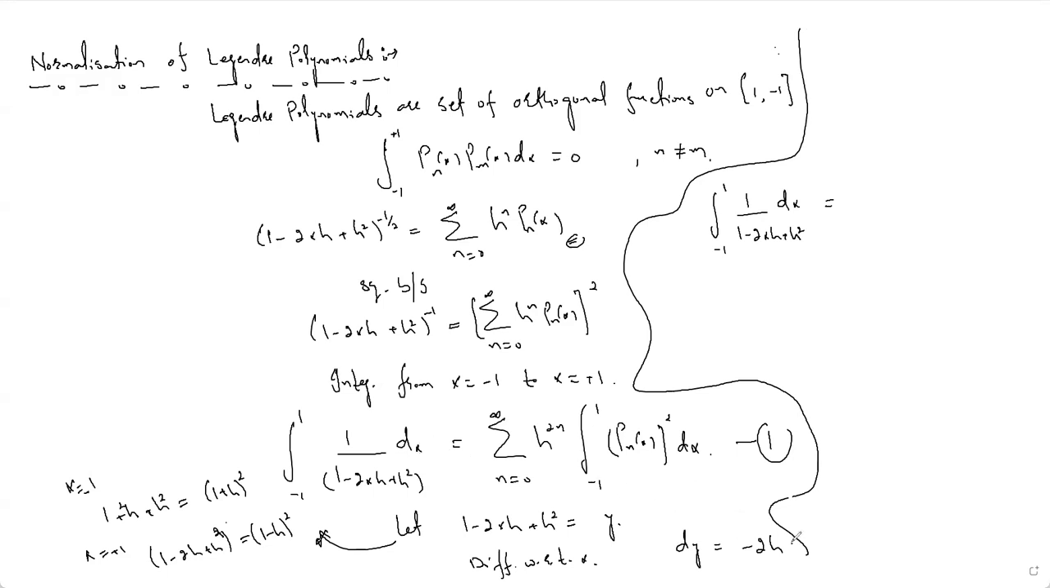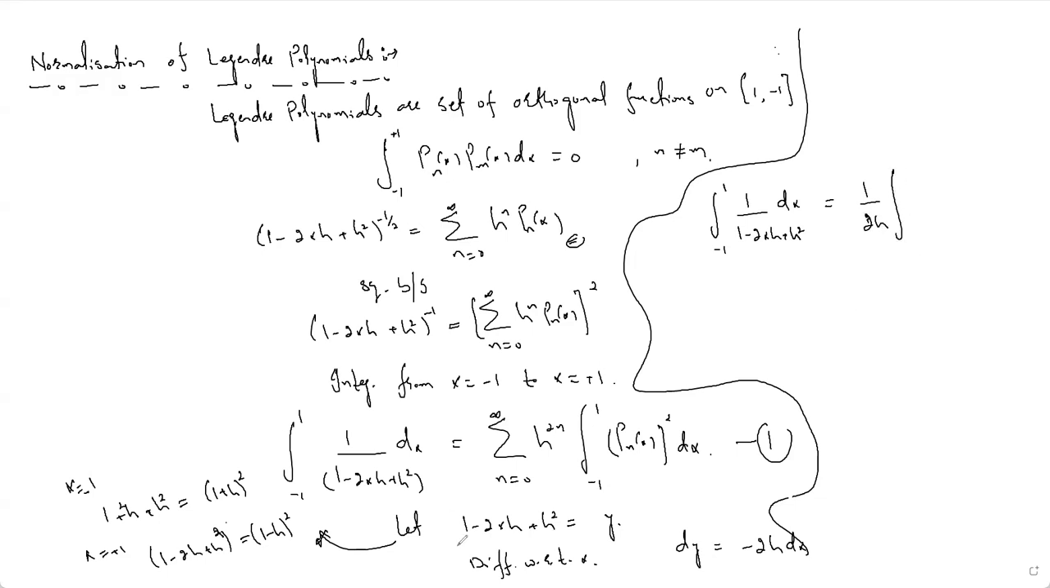This is 2y dx. Okay, so 2y dy, and dx. So dx will be dy by 2h. So I will write this as 1 by 2h integral.